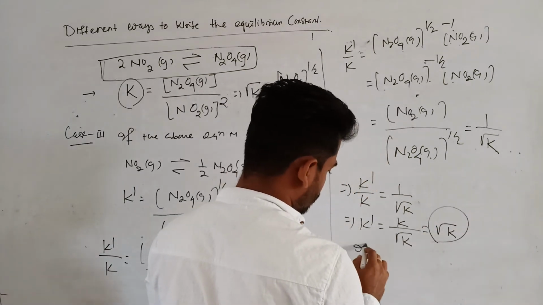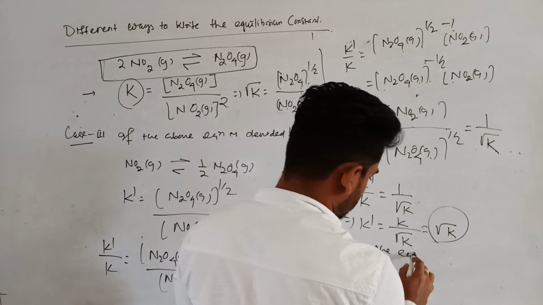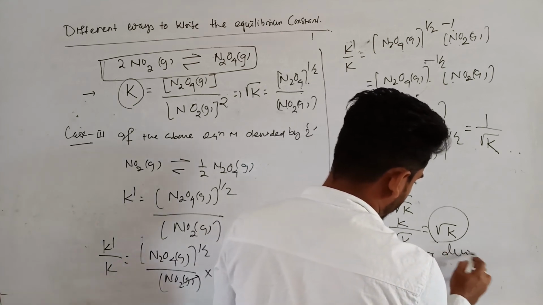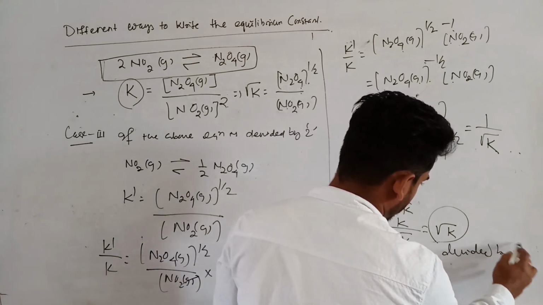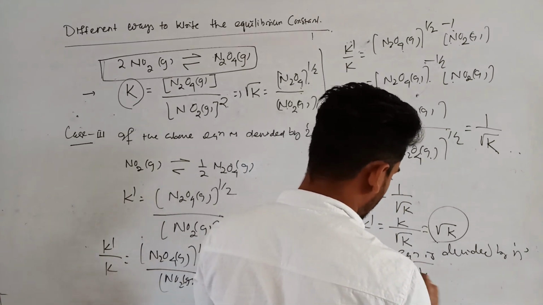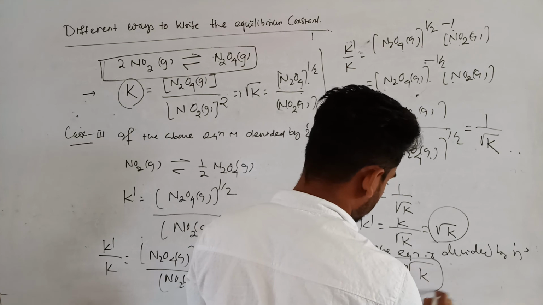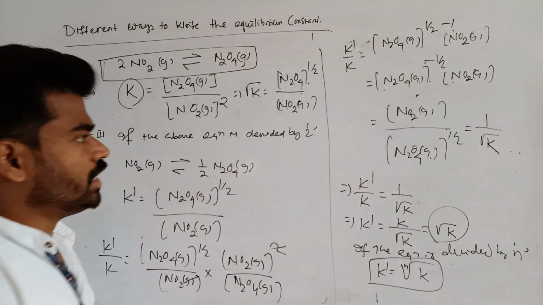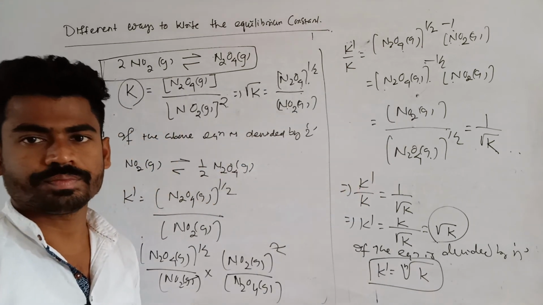So if the equation is divided by n, then what will I get? K dash becomes equal to the nth root of K. Nth root will be there. Clear?